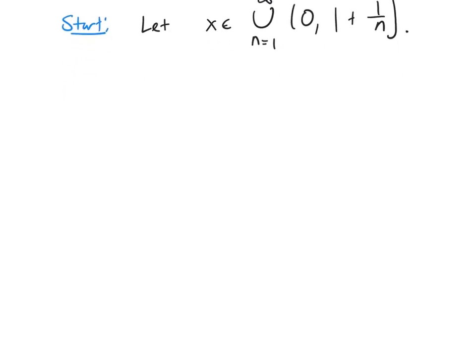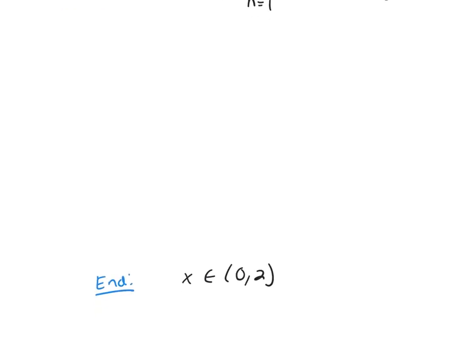So down here, the end of my proof, I'll make sure to try to give myself enough room, is that x is in the interval 0 to 2. So let's work backwards. What does it mean for x to be in the interval 0 to 2? It means x needs to be bigger than 0 and x needs to be smaller than 2.